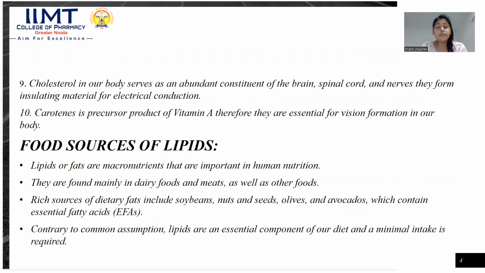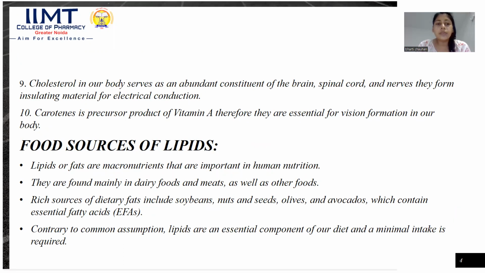Next, cholesterol. It plays a big role in our body, which is to serve as an abundant constituent of the brain, spinal cord, and nerves. They form an insulating material for electrical conduction. Carotene is a precursor product of vitamin A, therefore they are essential for vision formation in our body.